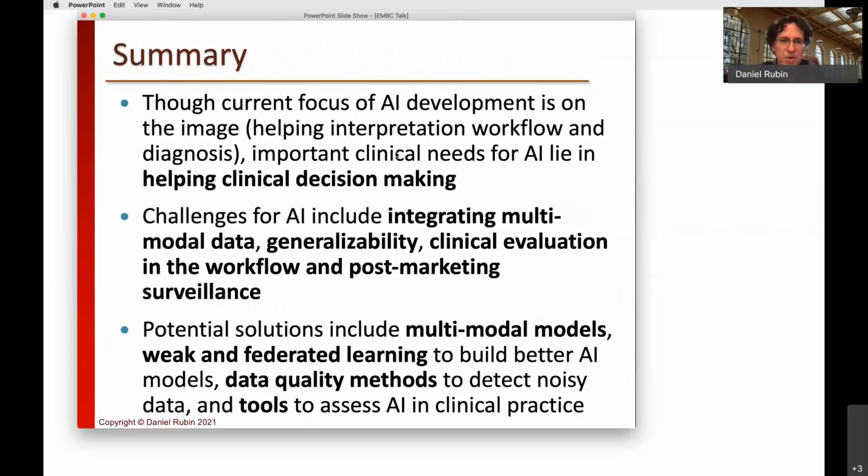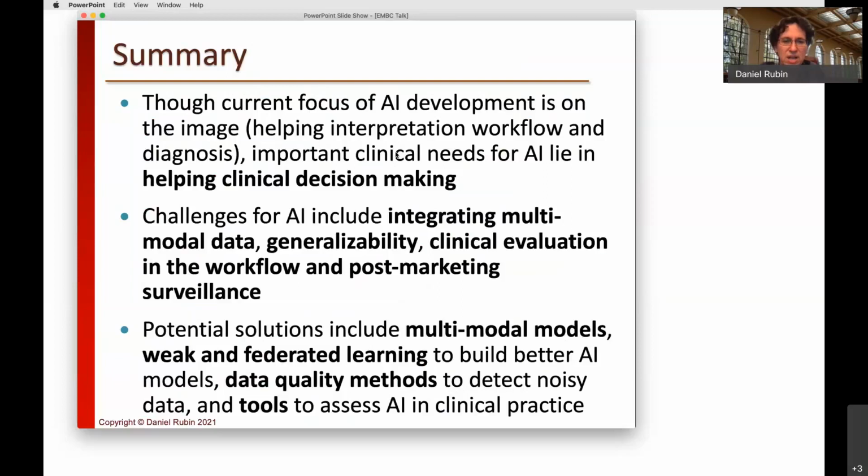So just to conclude, I made three major points in this talk. First, although most of the AI development is focusing on just the images as input, I said that many use cases really require multiple pieces of data to be integrated. That's what clinicians do, and computers need to use multimodal models in many important use cases to really perform robustly and help with clinical decision-making.